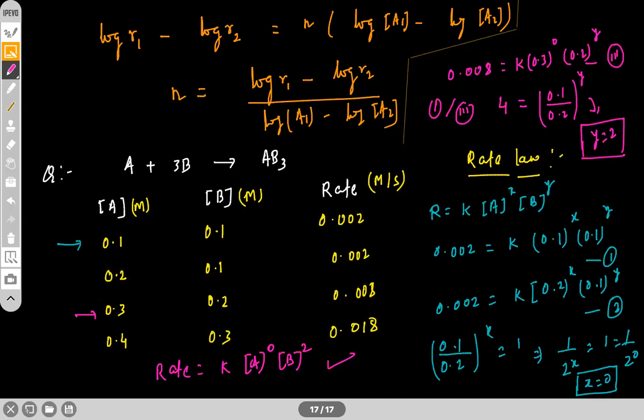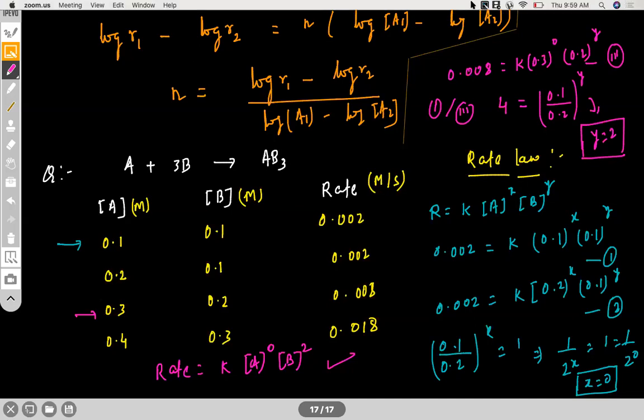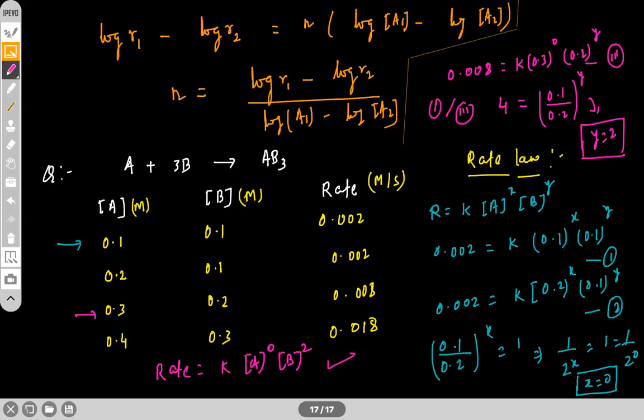Now, one more thing you can observe. Like I said, all these steps you should use, but we can do this directly. When the concentration of B becomes double, the rate becomes 4 times. And that is only possible when the power is 2. Hence the order is 2. You can say it directly, no? That is how we can do this question directly.